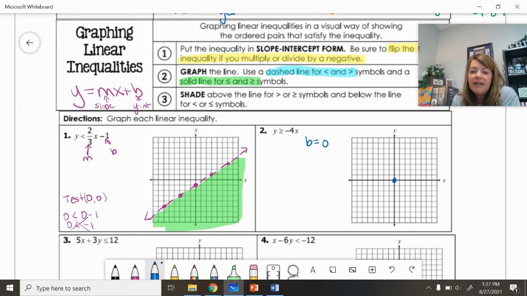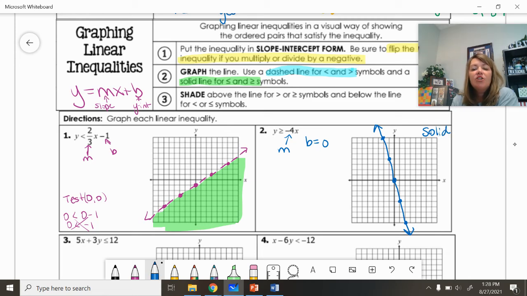And my slope is negative 4, okay? So that means I'm going to go down 4, right 1, down 4, right 1. Or I can go up 4, left 1, up 4, left 1, okay? And this is an equal to, which means I'm going to have a solid line. Okay, solid line. All right, so I'll put solid over here, solid line.